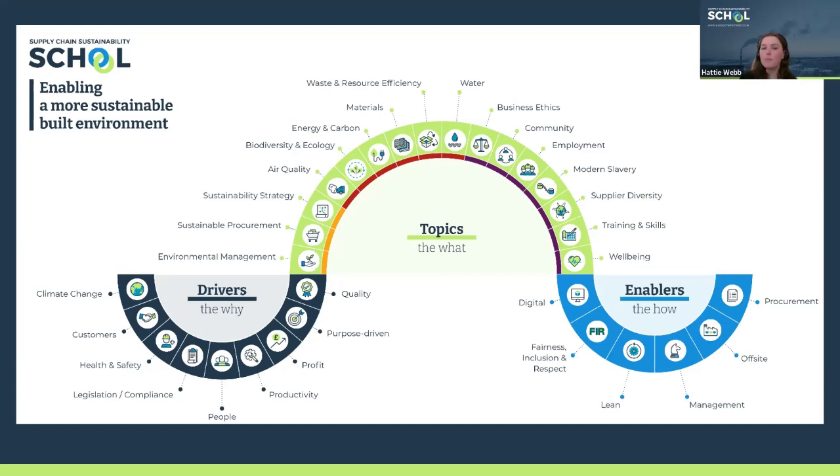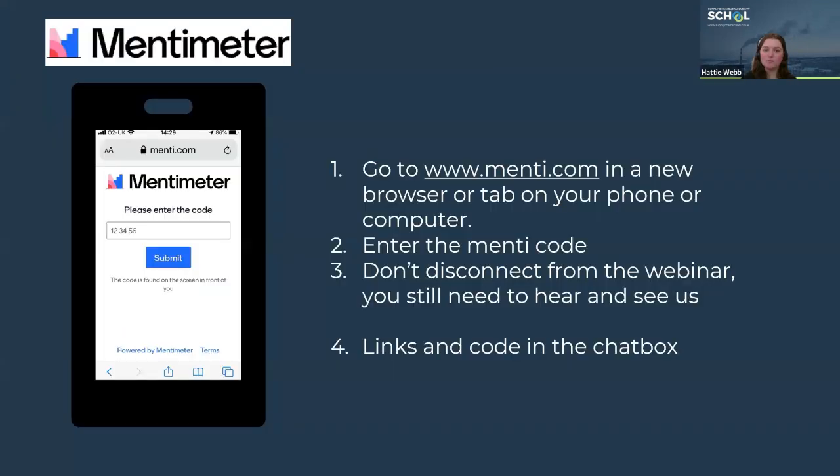And then on the right hand side, we have enablers. So the how. This is what will help you to deliver your strategy. Is it more knowledge on offsite, or is it more knowledge on procurement? And we'll come back to enablers a little bit later on.